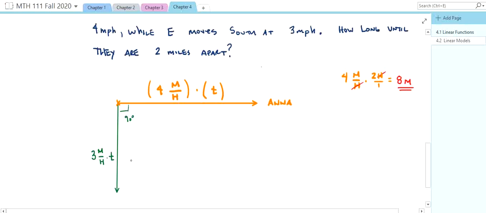Now, since this is a right triangle, we can use the Pythagorean theorem to figure out the distance between these two. And we know, based on our problem, what we're trying to solve: we want to figure out what time happens when this distance is 2 miles. So he's traveled this way, she's traveled that way. When she is here and he is here, they are exactly 2 miles apart.